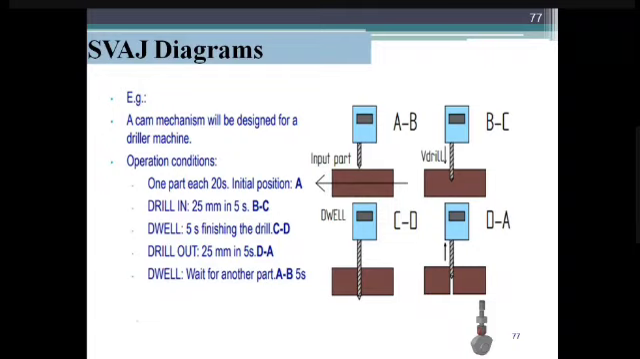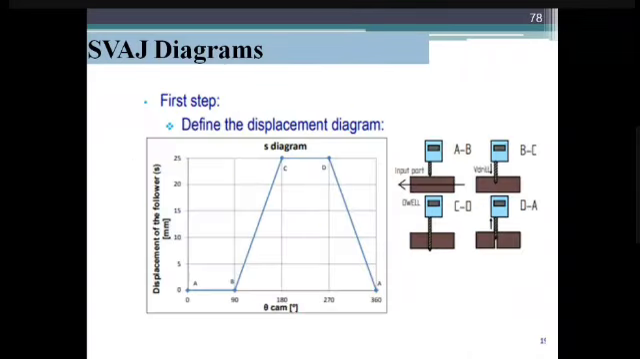Okay, we drill 25 mm in 5 seconds in BC. Then, finishing the drill is CD, and drilling out 25 mm in 5 seconds is DA, and again wait for another part. This is the basic mechanism of the drilling process. So how are we choosing the cam, and how are we interpolating with the mathematical expressions?